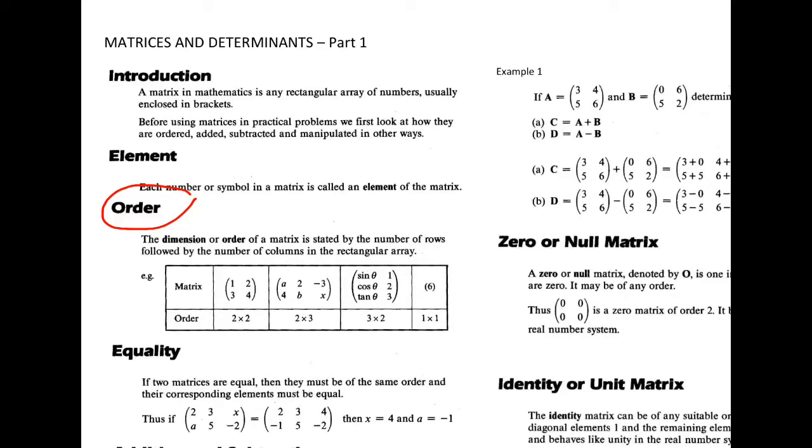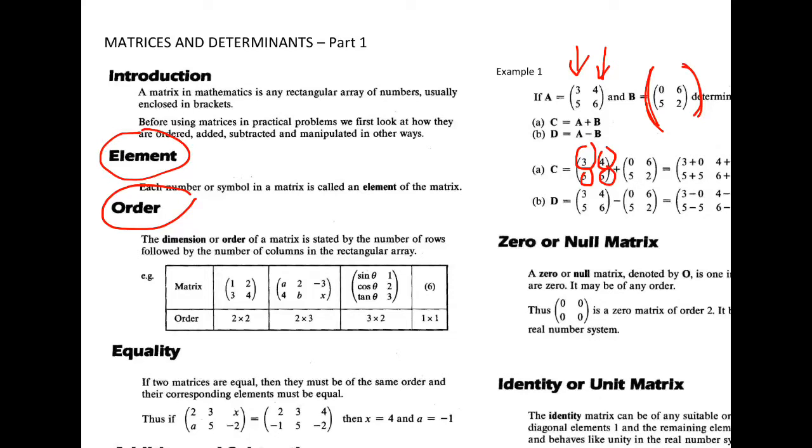Hi, in this lesson we're going to talk about matrices. A matrix in mathematics is a rectangular array of numbers, and they are enclosed in brackets like the matrices you can see here. They're all enclosed in that kind of brackets, and each matrix consists of elements. Every number you see here in this matrix is an element of this matrix.